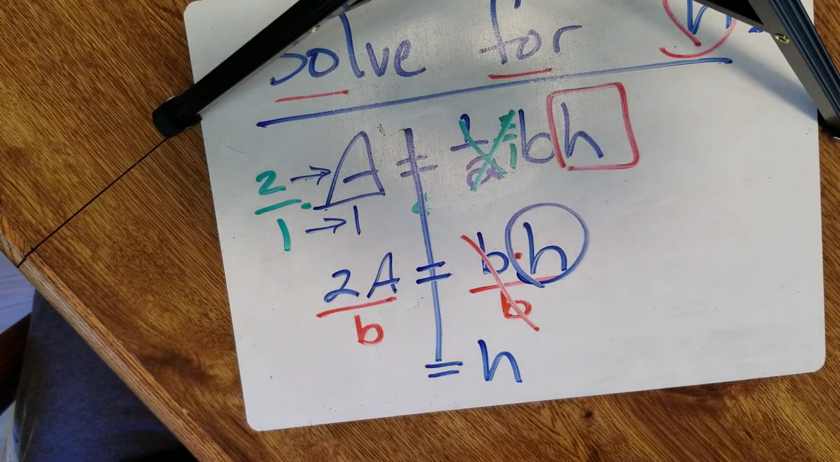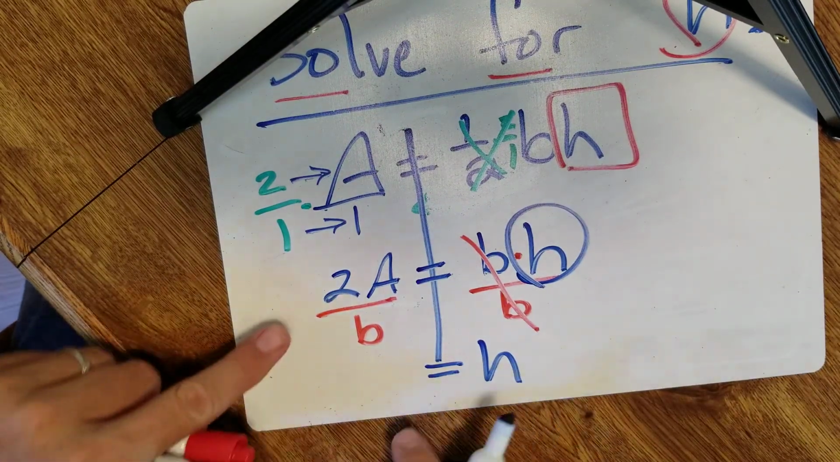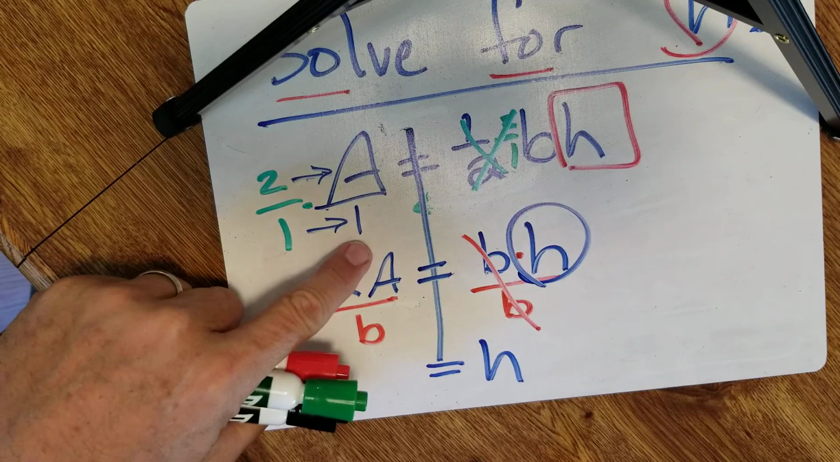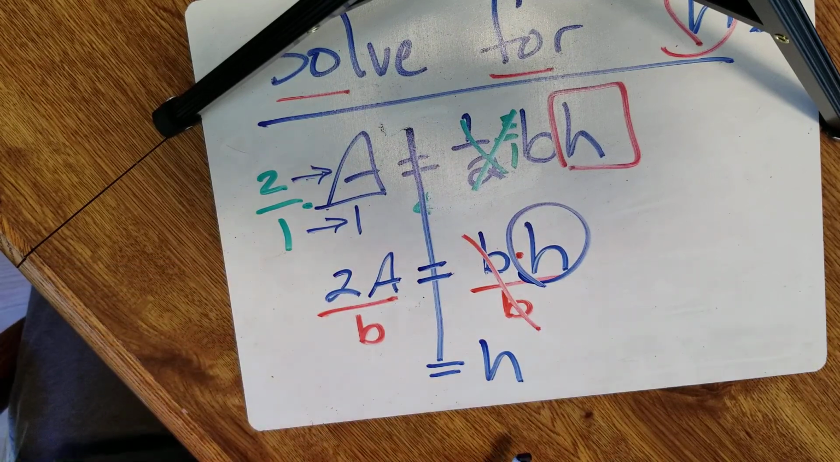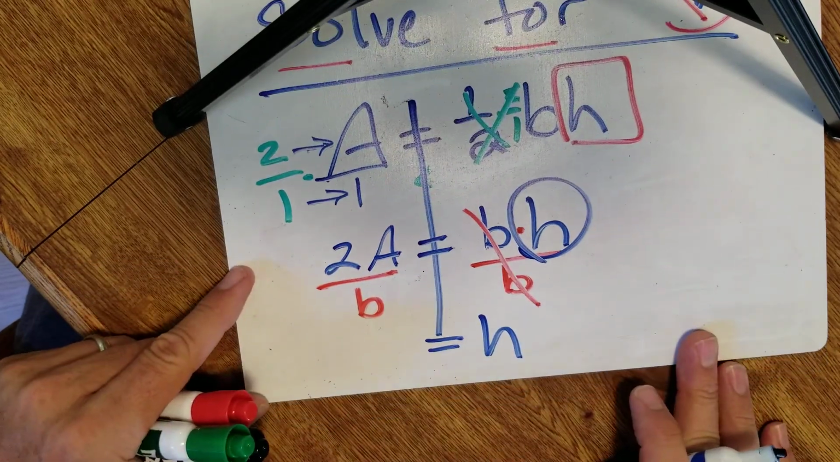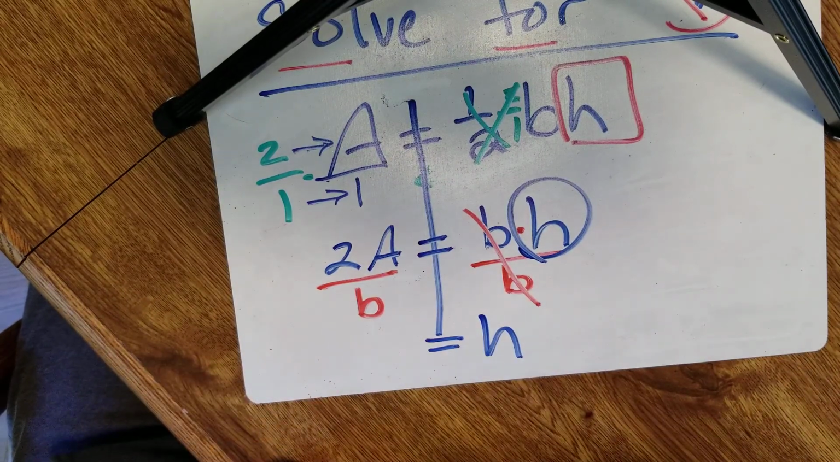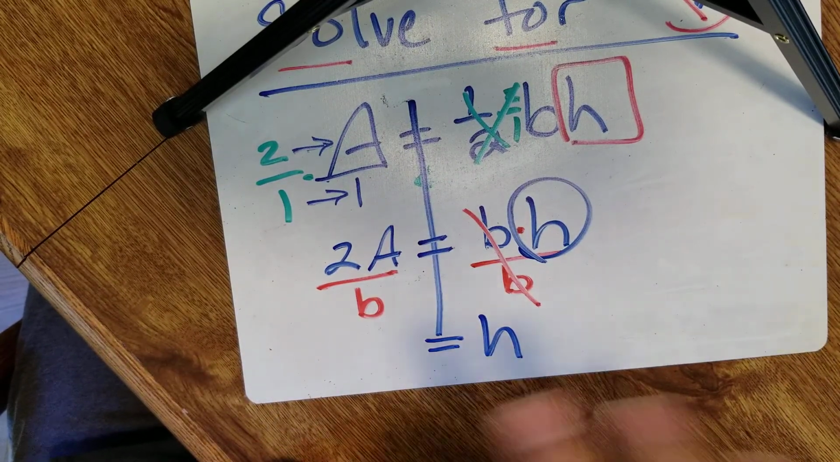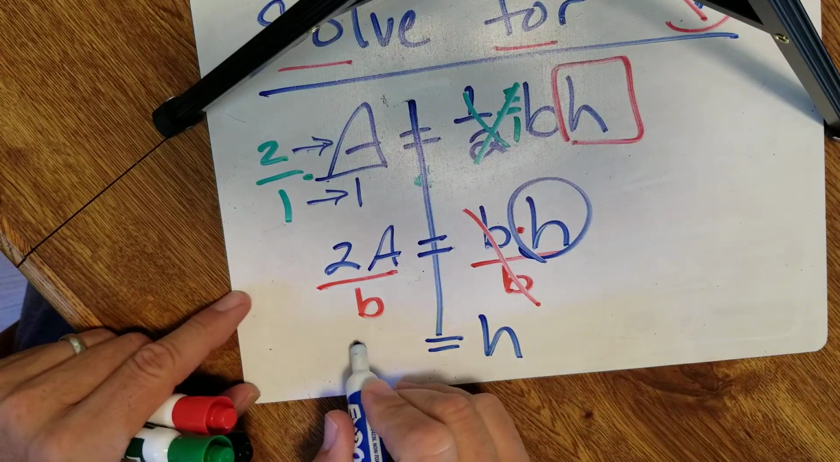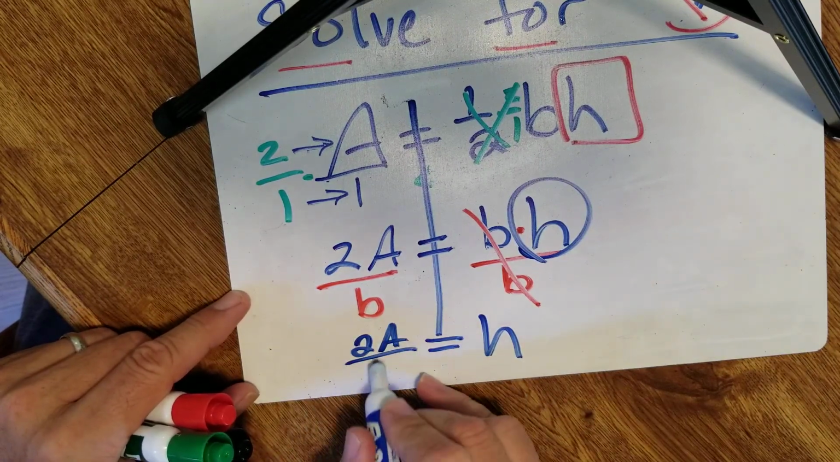I solved for h because we rock, right? Awesome. But what do we do with this? What is 2 times a divided by b? Well, I don't know what a is, and I don't know what b is. But can I write it like I was going to do all of that? Yes. It's 2 times a divided by b.